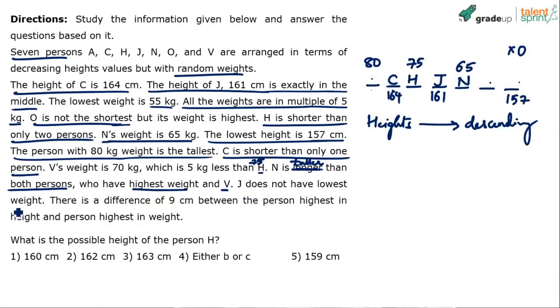J does not have the lowest weight. So what is the lowest weight? 55 kg. J does not have the lowest weight, so 55 cannot come for this position because J does not have the lowest weight.